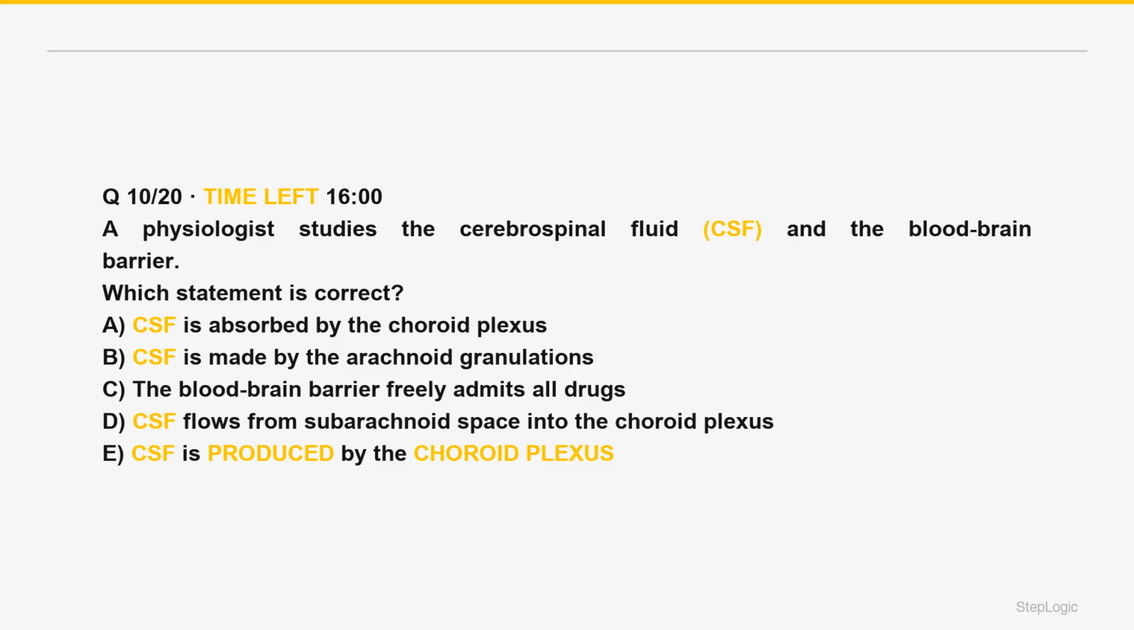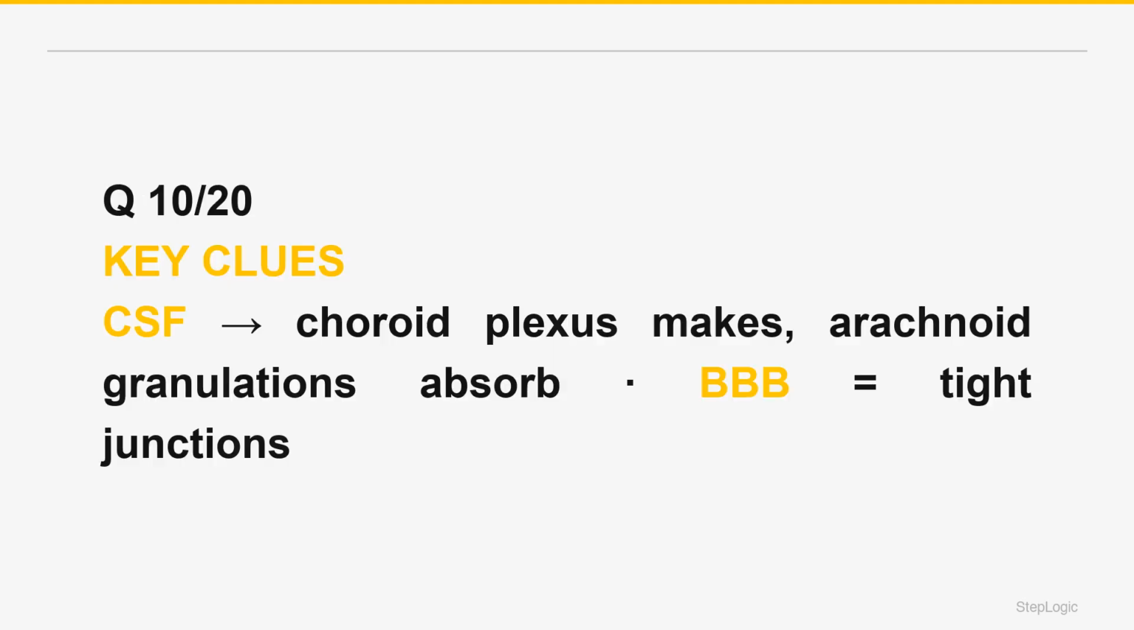Which statement is correct? A physiologist studies the cerebrospinal fluid, CSF, and the blood-brain barrier. Read the command. Which CSF and BBB statement is correct? CSF is made by the choroid plexus and absorbed by arachnoid granulations. The BBB is tight junctions and astrocyte foot processes that restrict entry.